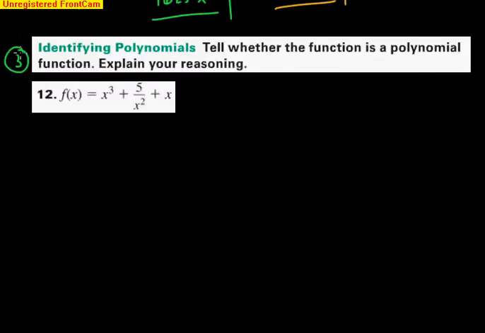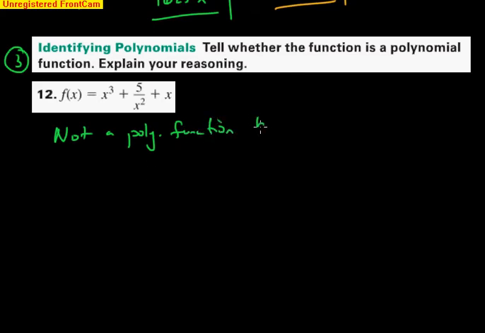Okay, problem 3 here says, tell whether the function is a polynomial function or not. So this is section 2. And if you look at this function, it says f of x equals x cubed plus 5 over x squared plus x. And this is not a polynomial function.